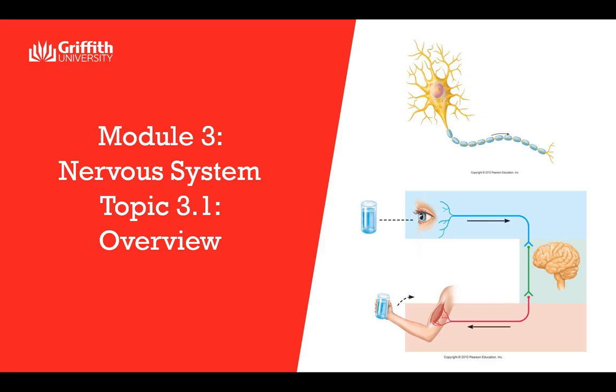Welcome to Module 3 of Anatomy and Physiology Systems 1, the Nervous System. Topic 3.1 will be an overview of the nervous system. If you open your workbook to Module 3, try to answer as many questions as you can as the mini-lecture progresses.